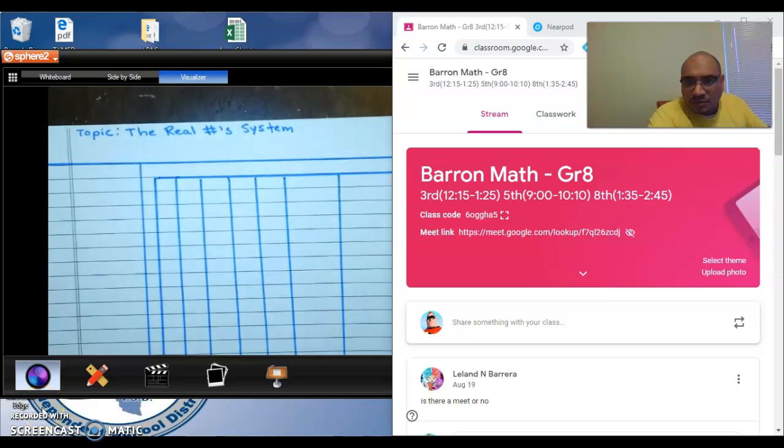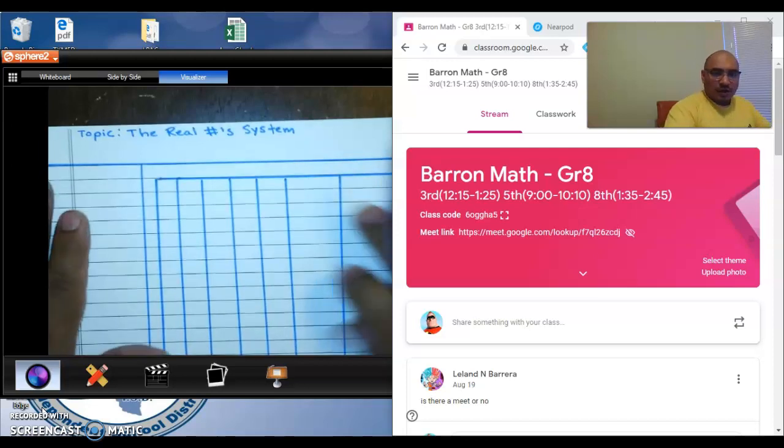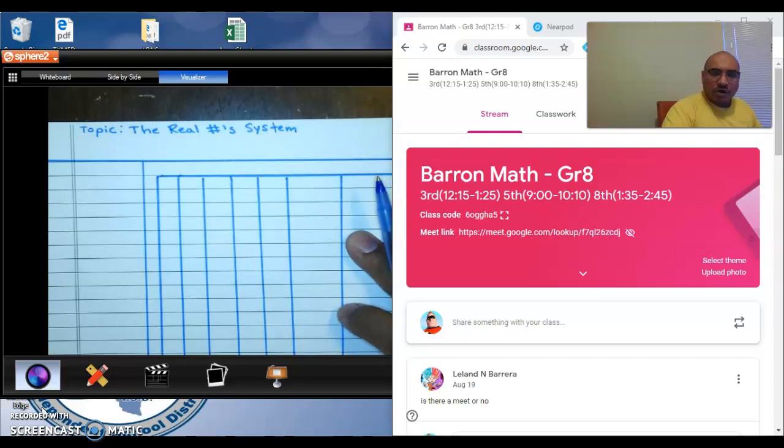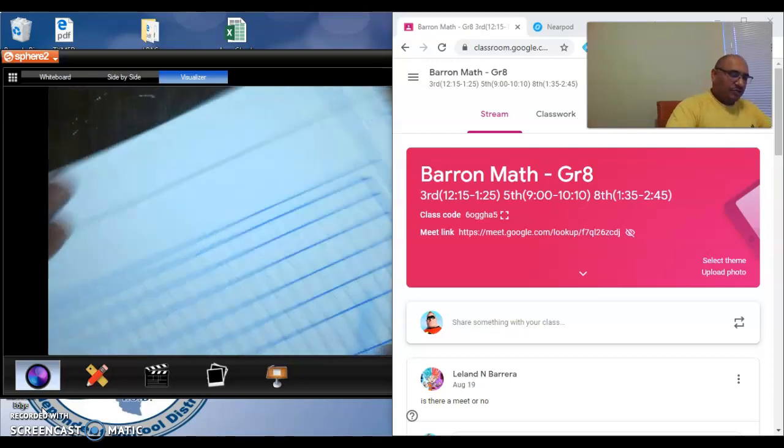Alright, so this is going to be the quick mini lesson over the real number system. We're going to go over everything we went over in the past 2 days just in these few minutes of a lesson. We do have the real number system, so I'm going to go ahead and start with creating our chart for the definitions.